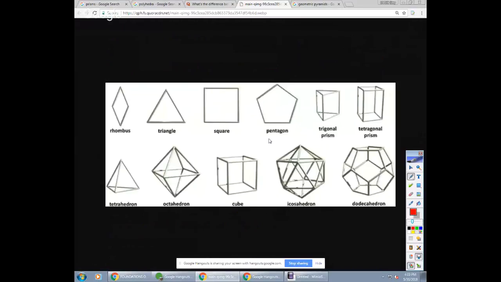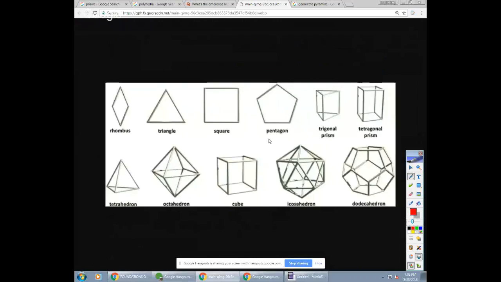So we already saw the tetrahedron. That is a kind of pyramid. The octahedron's a new one. We haven't seen that one yet. We've got the cube. That's what, a pyramid or a prism? Prism. Yeah. The icosahedron.